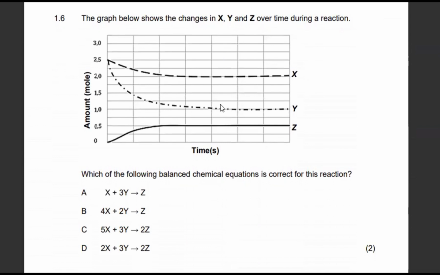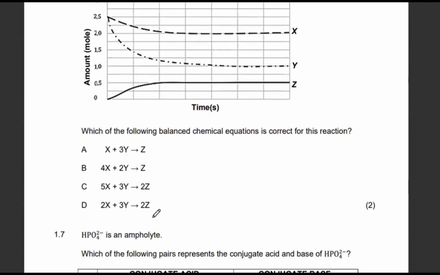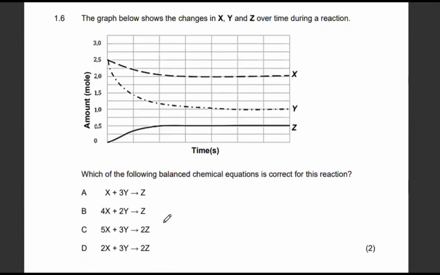1.6, the graph below shows the changes in X, Y, and Z over time. Now they're asking which one of the following balanced equations is correct for this reaction. If you look at it, you find out the balanced equation for this reaction. Okay, I have one to produce this, because this is a product and these are reactants.